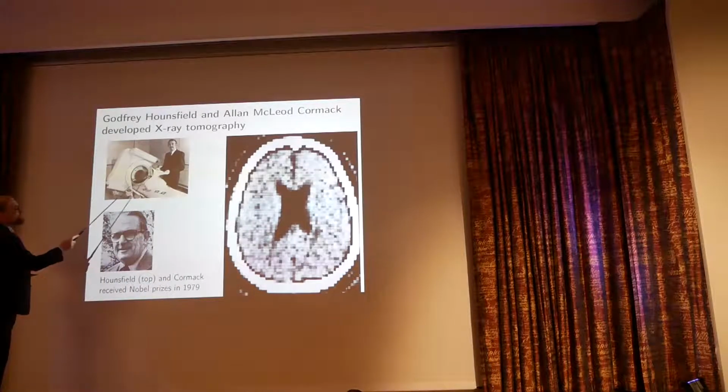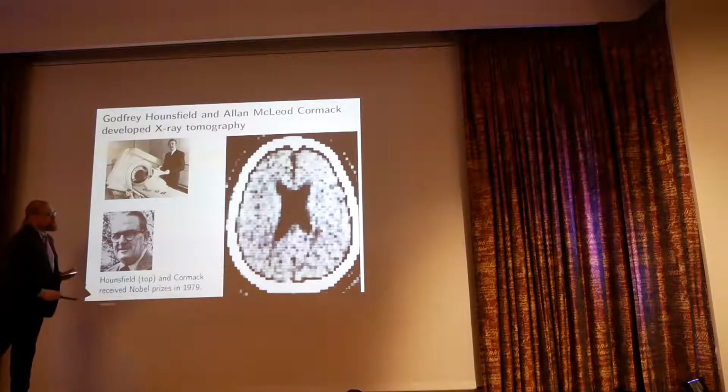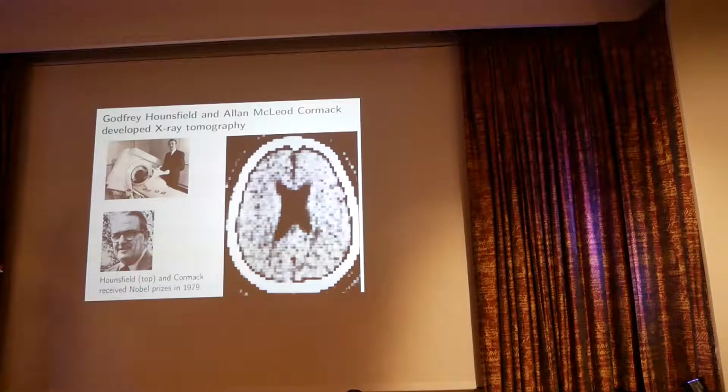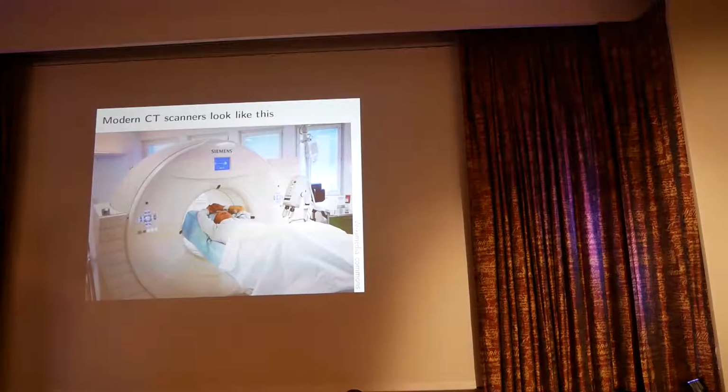It's here, and also the machine can rotate. And Hounsfield produced this kind of images already in the early 70s. He and Cormack received a Nobel Prize for inventing this technique. These days the machines look a bit more modern.